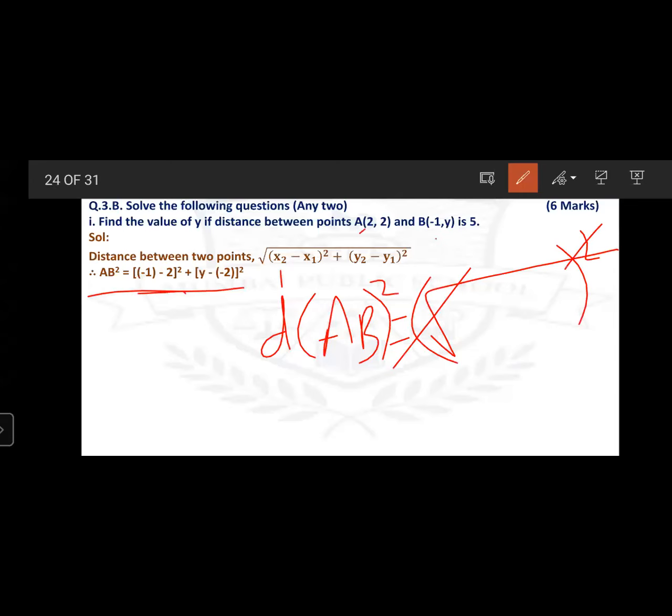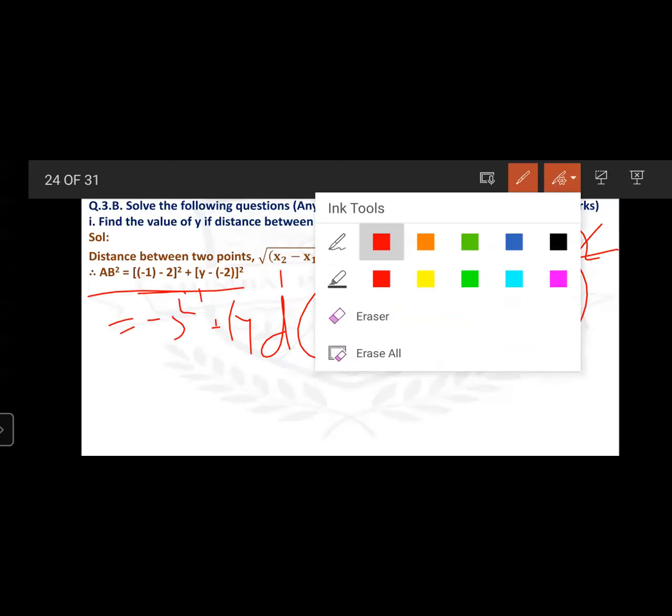So minus 1 minus 2, and y2 is equal to y, so here put y as it is, and this is minus 2. Okay, now substitute. This is minus 3 whole square, and this is as it is. Then we apply the formula. AB is given 5. So 5 square is equal to (minus 3) square plus (y plus 2) whole square.